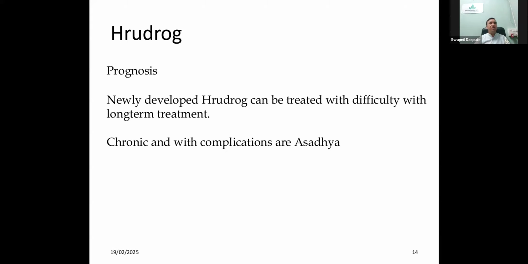Chronic ones and those with complications are asadhya with medicines. Of course, as I have said multiple times, sadhya, asadhyata. Now, because the science has developed so much, asadhya vyadhis, diseases which are not treatable with only medicines, can move to the next level or can be treated with other modalities such as surgery also.